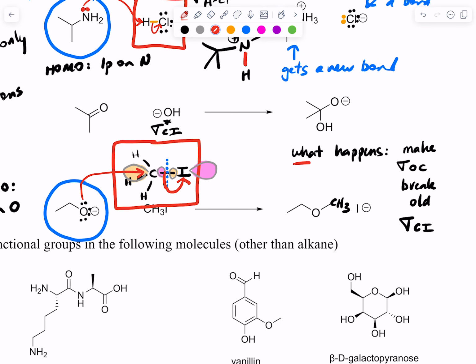So we talked about the what. We make a new oxygen-carbon bond. We break an old carbon-iodide bond. This is another example of a substitution reaction. The arrows that we've drawn represent what's called mechanism. And mechanism tells you how.